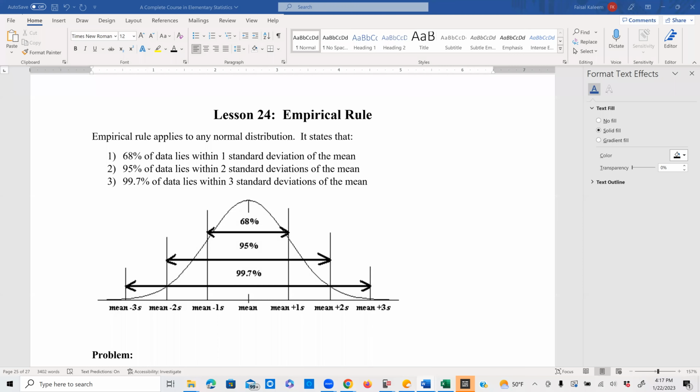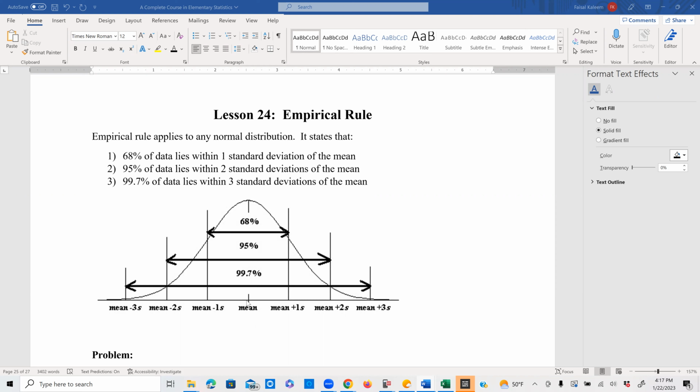Empirical rule. Empirical rule applies to any normal distribution. It states that 68% of data lies within one standard deviation of the mean, 95% of data lies within two standard deviations of the mean, 99.7% of data lies within three standard deviations of the mean.